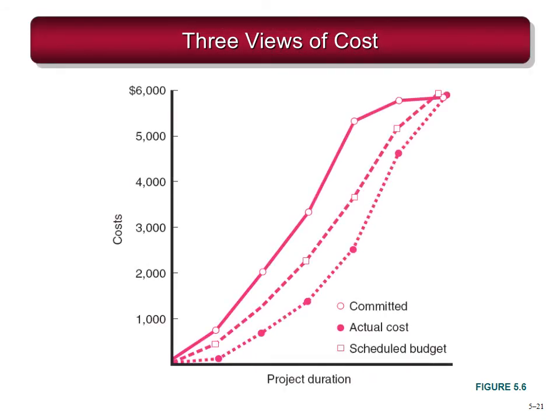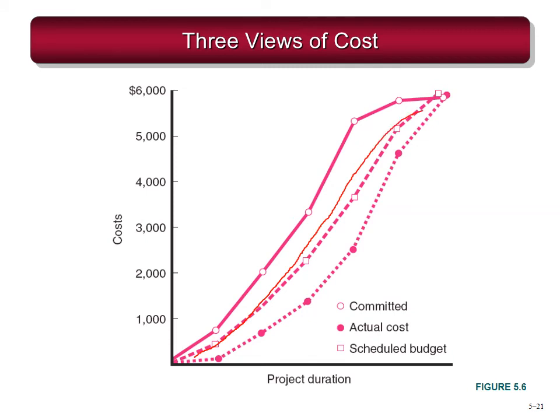Now these are the three views of the cost. We have the one in between, which is the schedule budget. It is the one over here. Let me take a pen here. The one over here is the schedule budget.